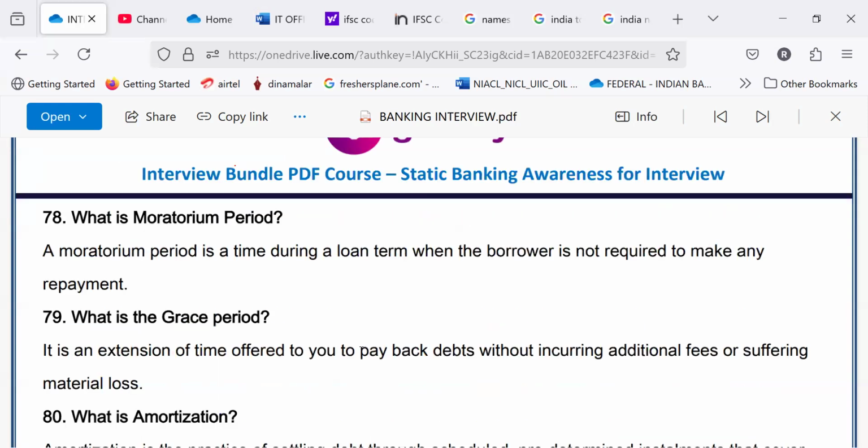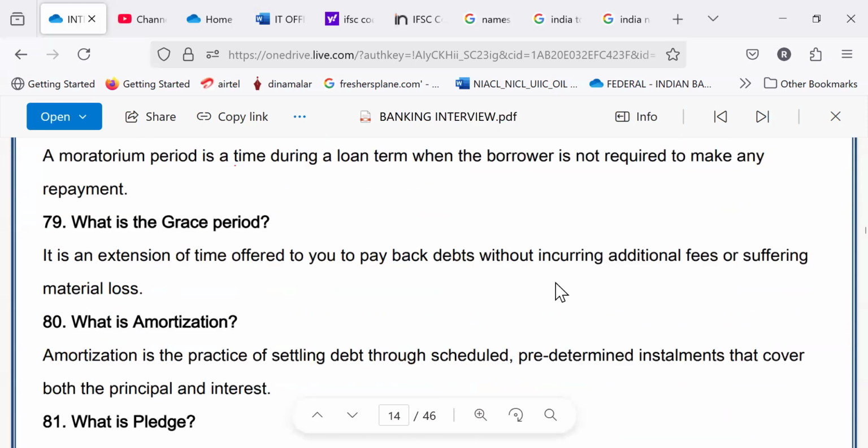What is moratorium period? Moratorium period is a time during a loan term when a borrower is not required to make money repayment. What is grace period? It is an extension of a time offered to you to pay back debt without recurring additional fees or suffering material loss.